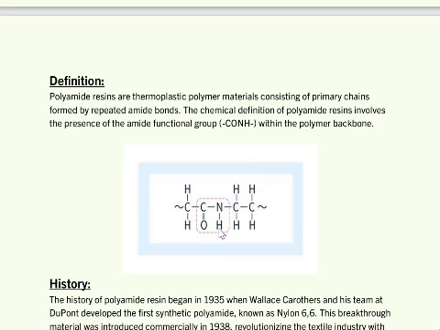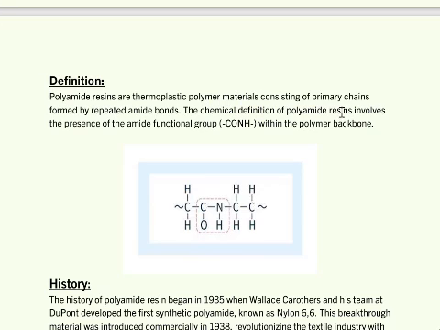This amide linkage is formed by one of the carboxylic groups from the carboxylic acid of one molecule and one of the amino groups from another molecule, joined together by the removal of a water molecule, forming a peptide linkage. These amide groups, when linked with the carbonyl group forming chains, form a polyamide resin. Polyamide resins are thermoplastic polymer materials consisting of primary chains formed by repeated amide bonds.